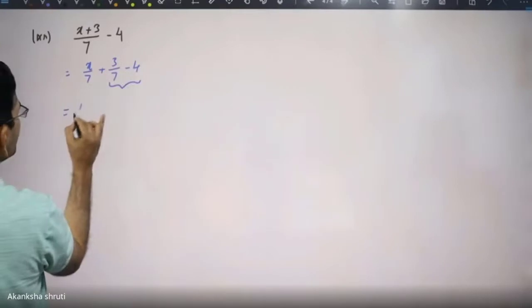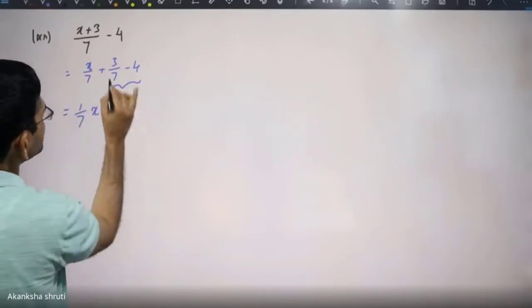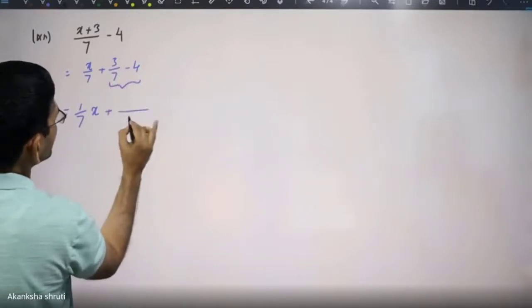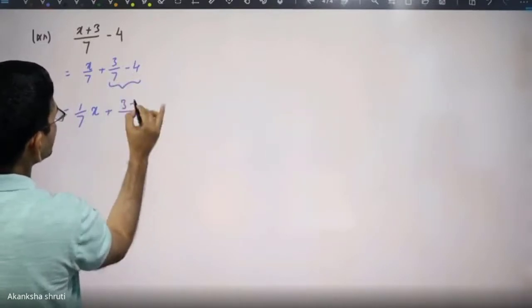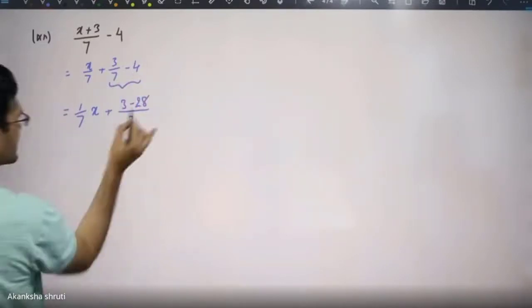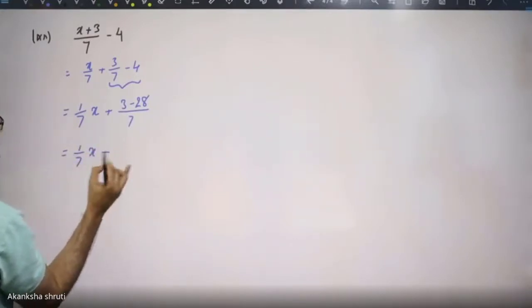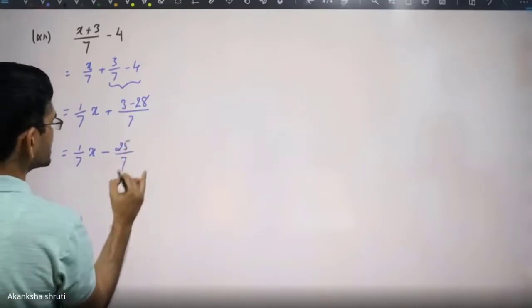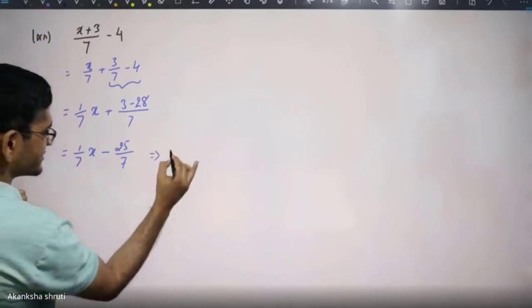So this is the same as 1 by 7 into x plus, you may add these two, it becomes 3 by 7 minus 4. 7 fours are 28. This will come as 1 by 7 x minus of 25 by 7. So first you need to simplify this. This is the same as this. So the answer is yes.